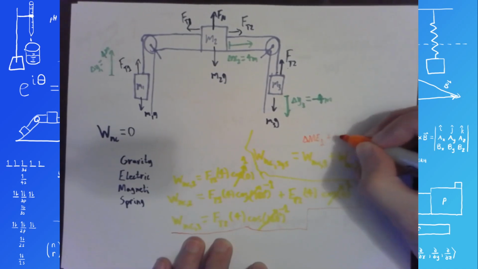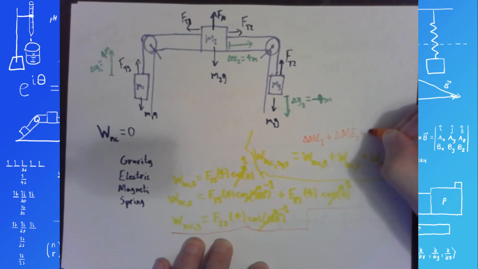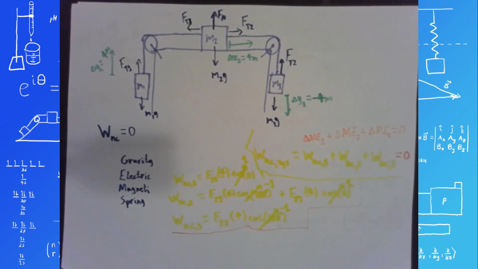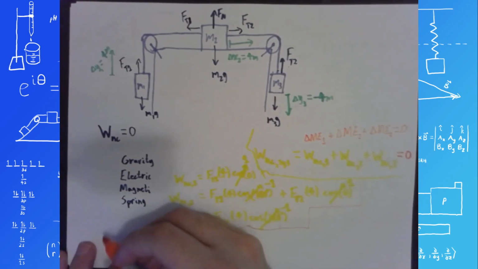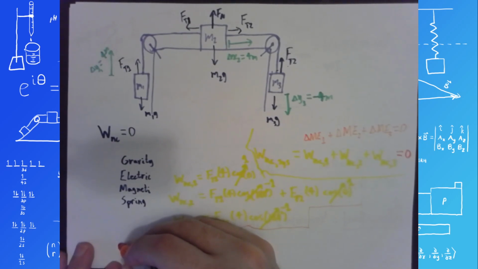for object 1 plus change in mechanical energy for object 2 plus change in mechanical energy for object 3 equals 0. You could also rewrite this as, oh boy, here we go, big equation. Mechanical energy final for each object equals mechanical energy initial for each object. So I guess potential energy initial for object 1.